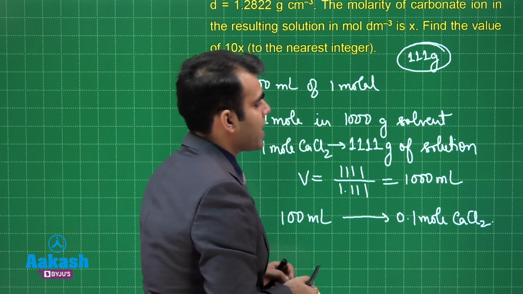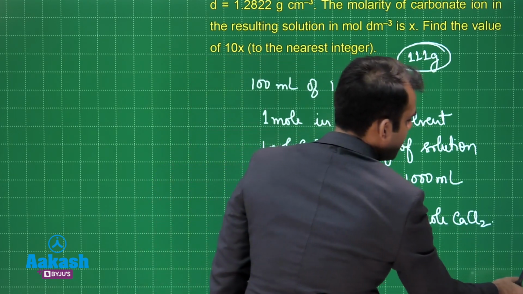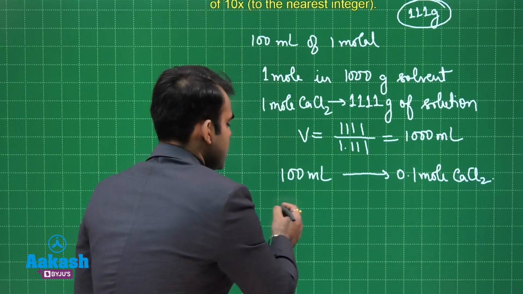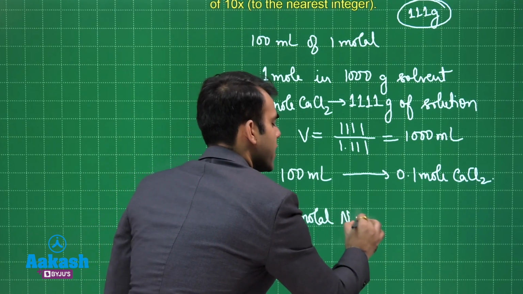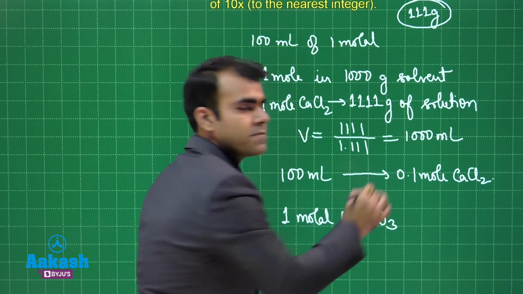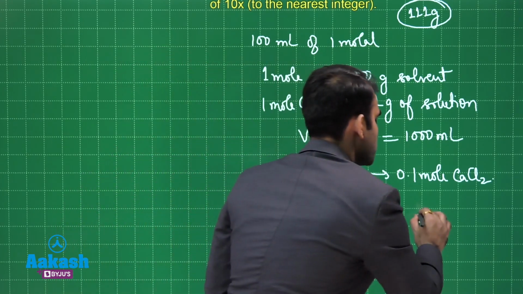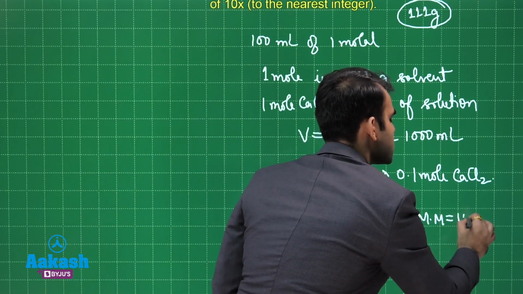Second part is I am having Na2CO3. So we can do the same thing with Na2CO3, that there also I am having 1 molar Na2CO3 solution. Now the molar mass of Na2CO3 is 106.